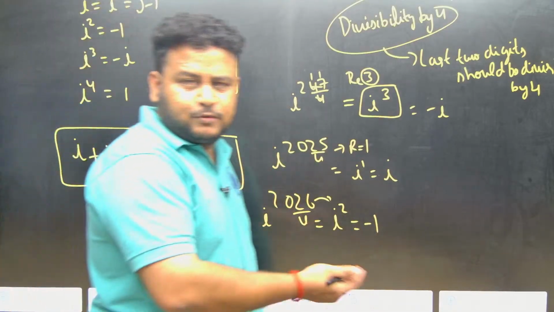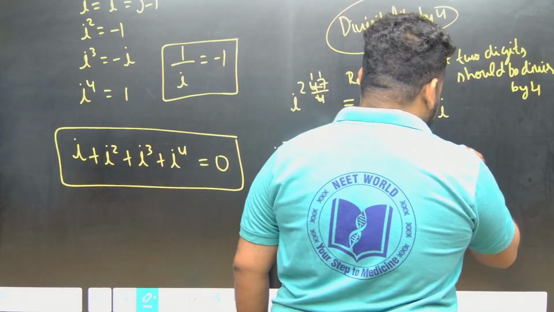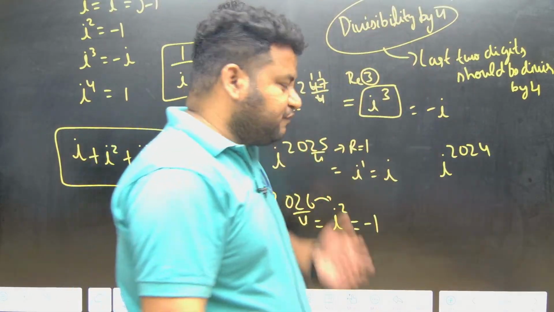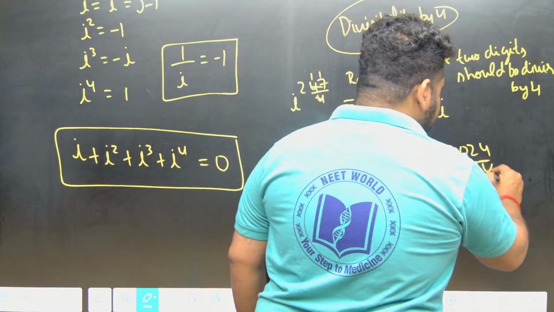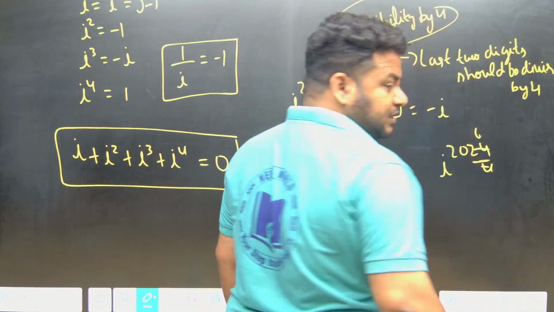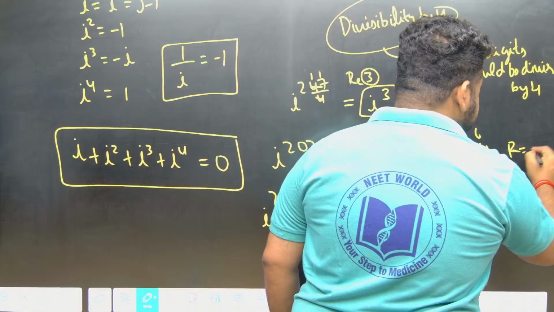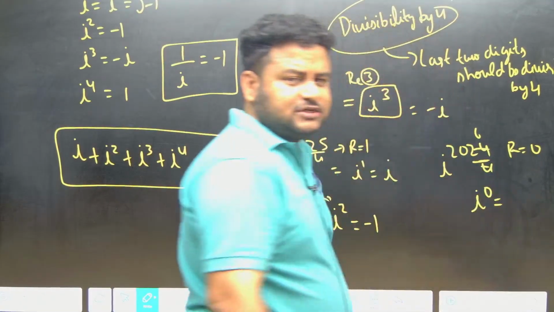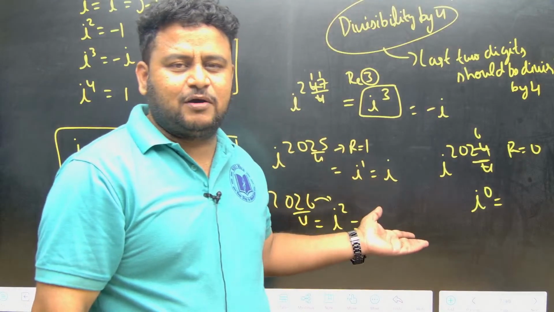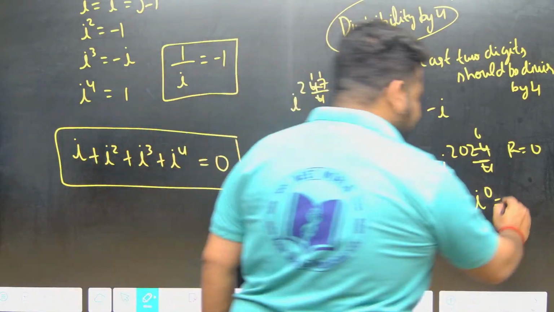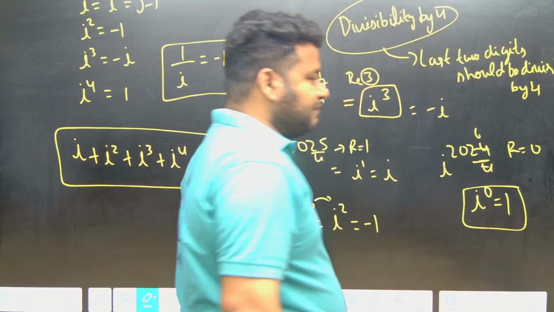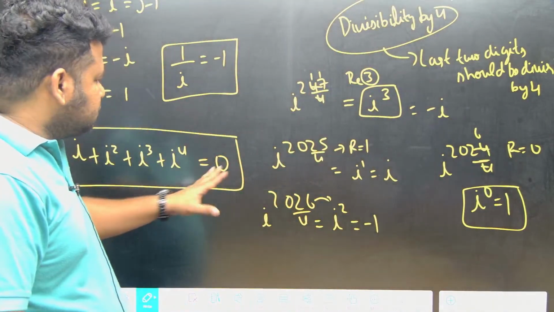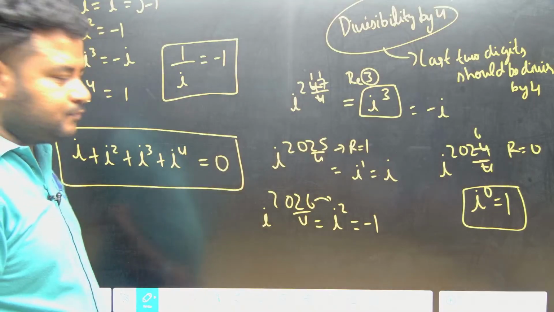Minus 1. Suppose we have i power 2024. If you divide 2024 by 4, it is completely divisible, 4 times 506. So the remainder is 0. Remainder 0 means you write i power 0. Anything to the power of 0 is 1. So here the value will be equal to 1. Clear? These are the basics you have to know when it comes to iota.